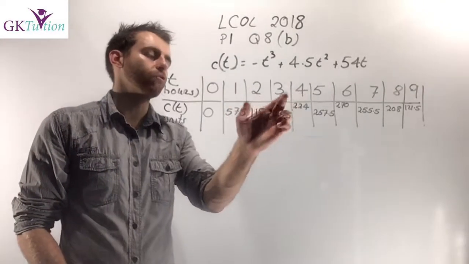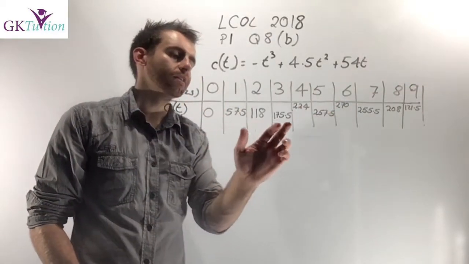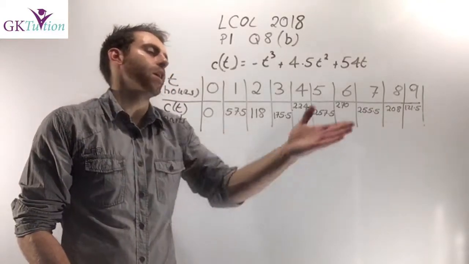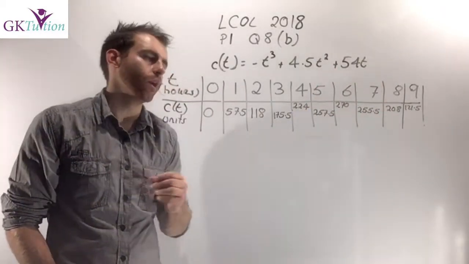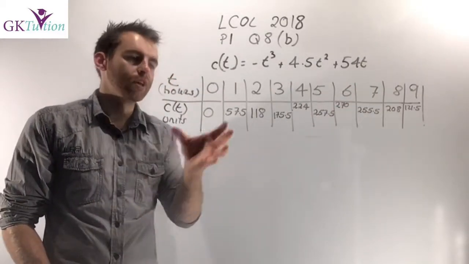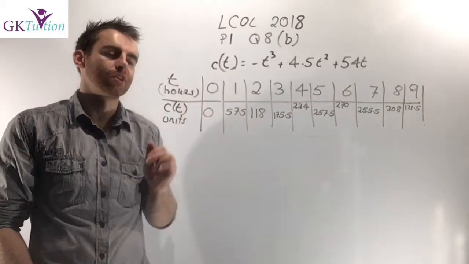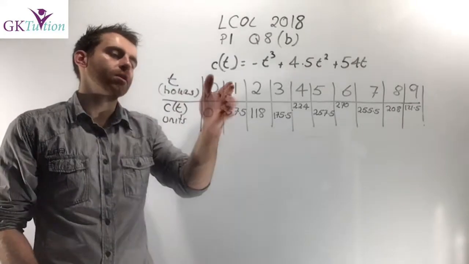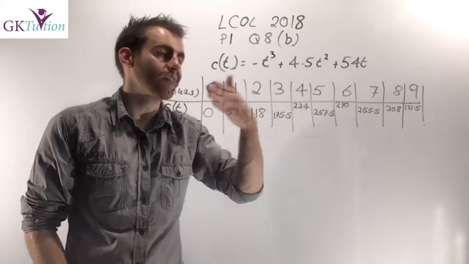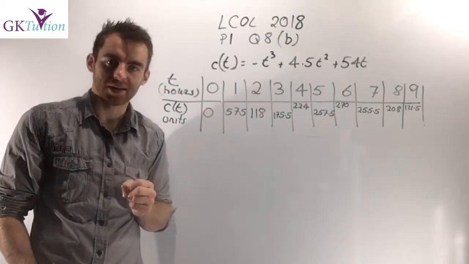So you just plug in 2, 3, 4, 5, 6, 7, 8, 9. You plug in each value, and these are the answers you should get for your units. For example, I know that after 8 hours, the units is 208. And now these are all coordinates. For example, this is the coordinate 0, 0. This is my x, this is my y. This is the coordinate 1, 57.5. So we have 10 different points here. We can use these points now to plot our graph for part C.